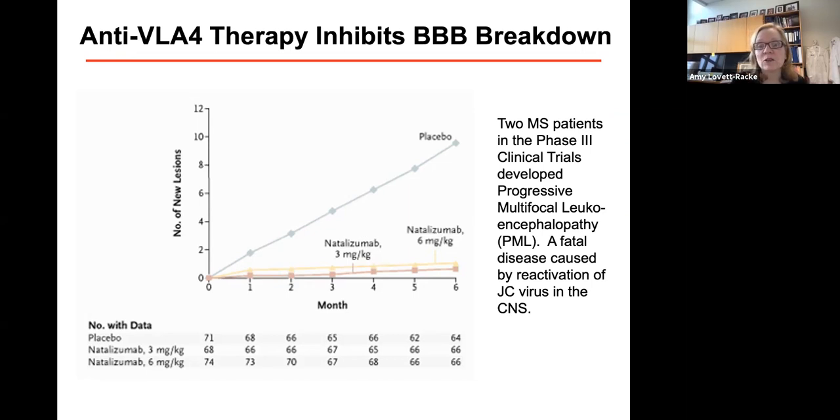And the fact that you could get this data in 6 months was also unheard of, because MS is a slowly progressing disease. So the fact that you could see these changes so robustly so early was really impressive.